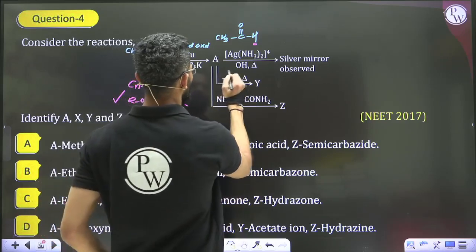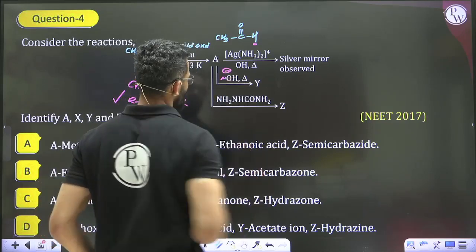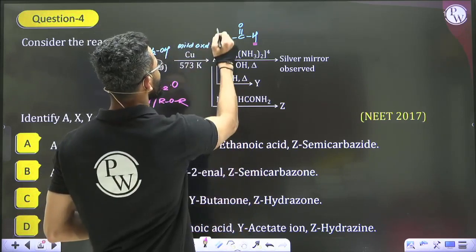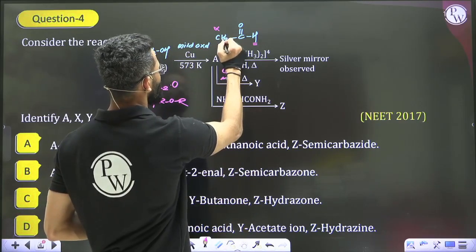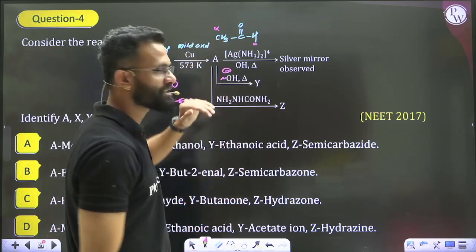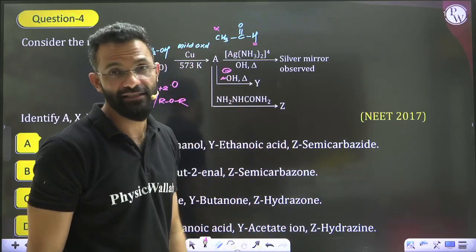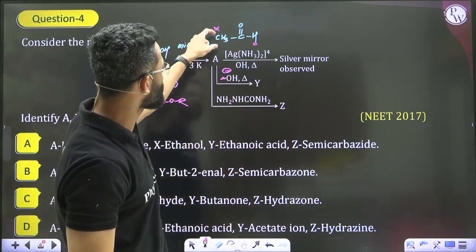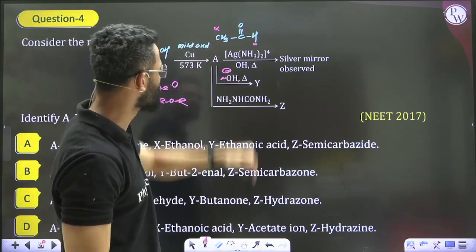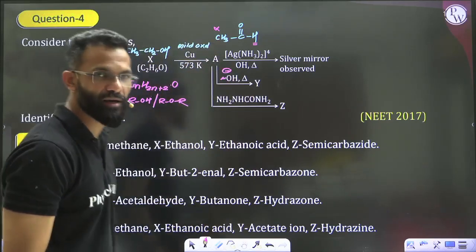OH minus and heat. So this is an aldehyde which contains alpha hydrogen atoms, which upon treatment with OH minus shows its characteristic reaction, called aldol condensation. So imagine if you have two molecules of acetaldehyde, and you subject them to aldol condensation, what is going to be the product?